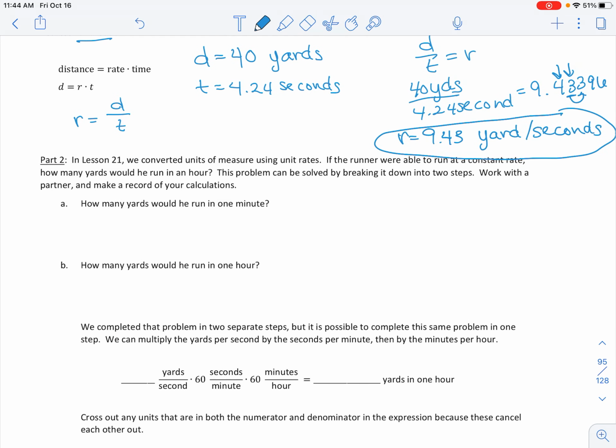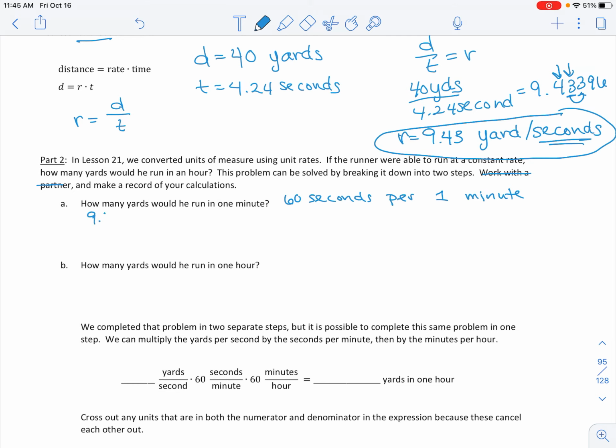Part 2, in lesson 21, we converted units of measure using unit rates. If the runner were able to run at a constant rate, how many yards would he run in an hour? This problem can be solved by breaking it down into 2 steps. You're not going to work with a partner. Make a record of your calculations. Okay, so how many yards would he run in 1 minute? Well, remember, we had per second. There's 60 seconds per 1 minute.